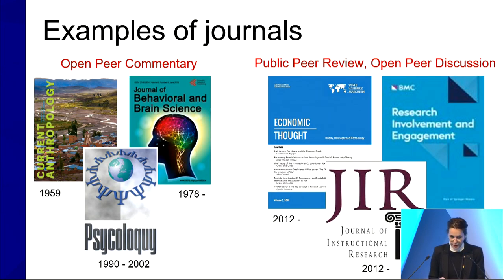And here I have some examples of journals applying models of peer review with multiple reviewers. Before open science, we have these models with this open peer commentary. Other journals in other disciplines adopted the same model as Current Anthropology. And then after open science, we have models with different names as well, like public peer review or open peer review discussion. And here I have three examples, one from the economics field, another one from the health sciences, and another one from the education field.